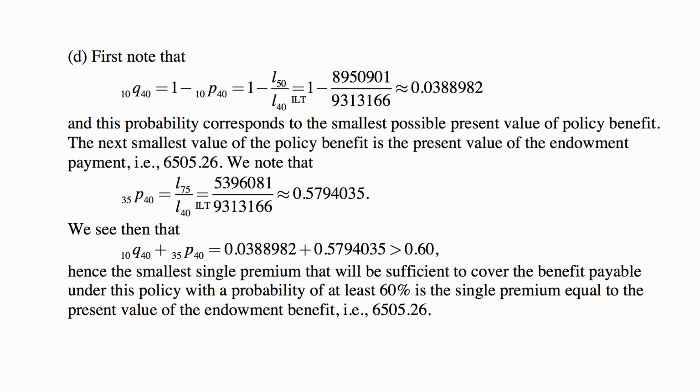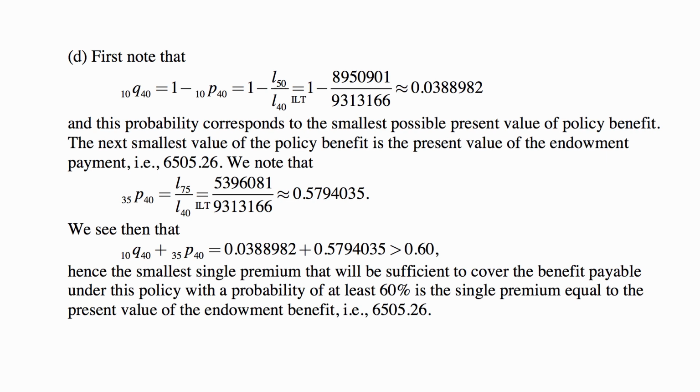The next smallest value of the policy benefit is the present value of the endowment benefit, which we know to be 6505.26. Now, what is the probability of paying that much? Well, it's the probability of surviving 35 years from age 40, which is L75 over L40. And based on the illustrative life table, we plug in the numbers, and that's 0.5794035.